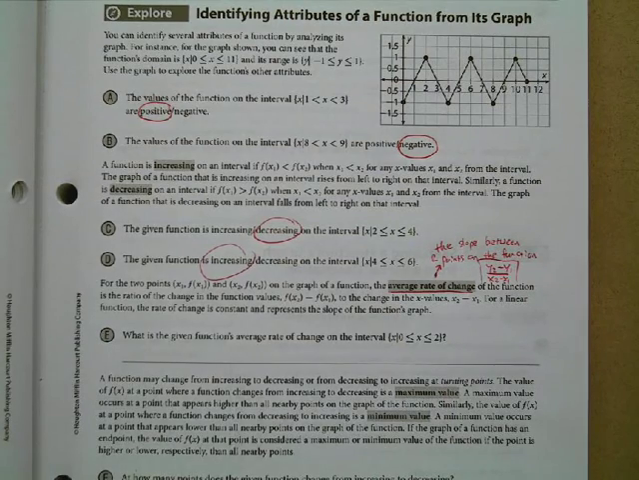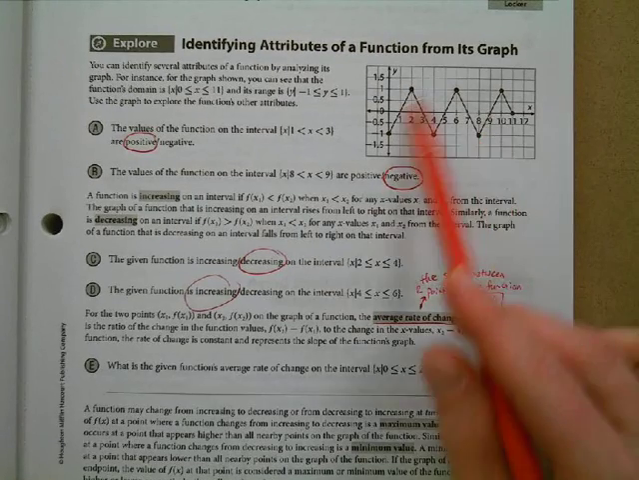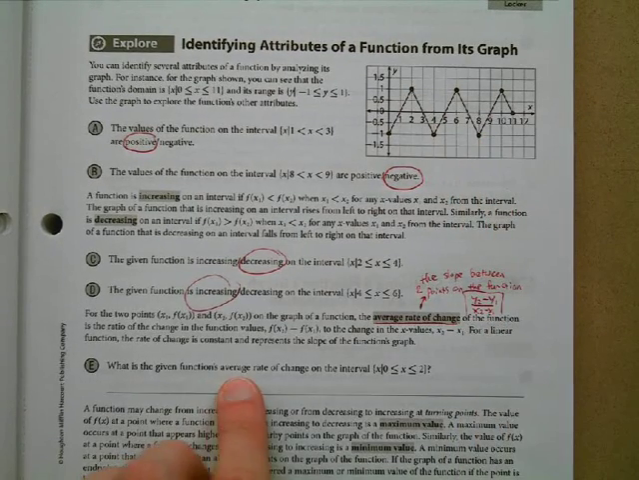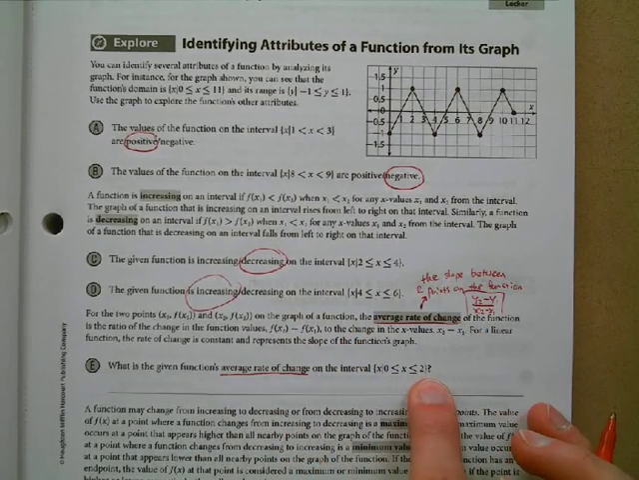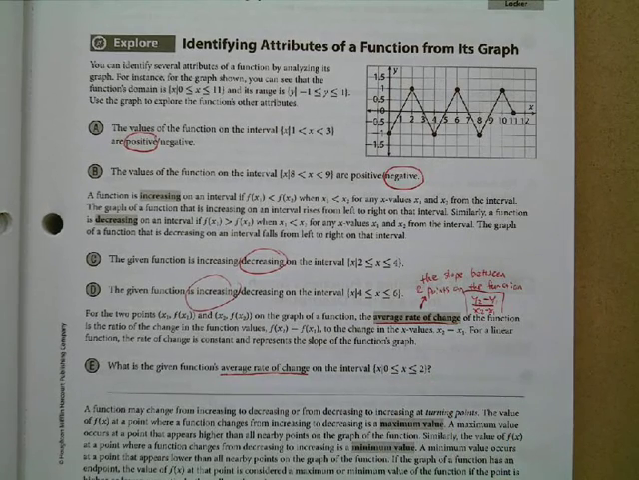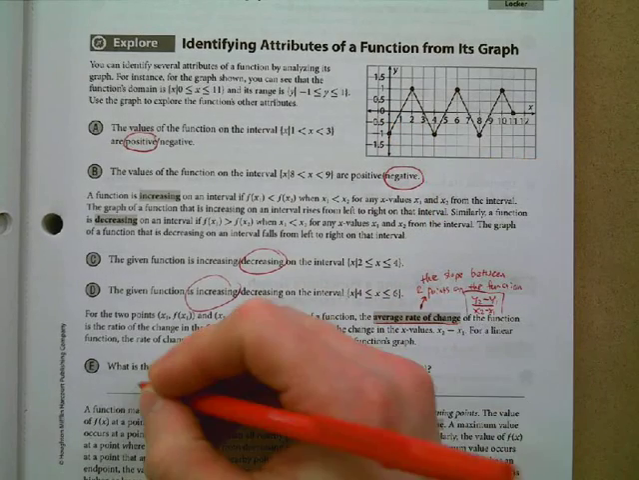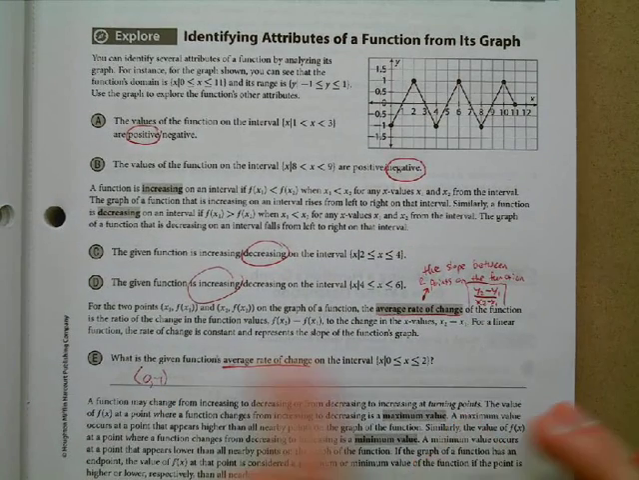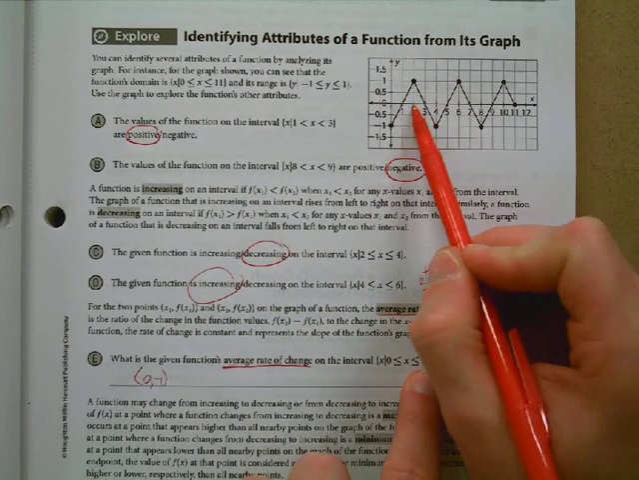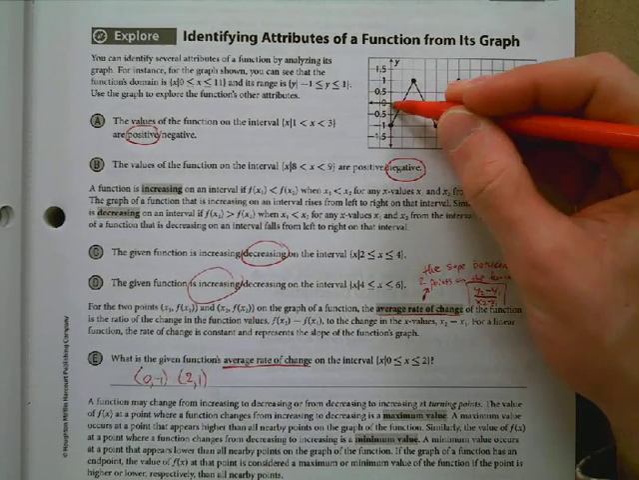So letter E here asks, what is the given function's average rate of change on the interval from 0 to 2? To do this, we have to figure out what the points are. At 0, we're at the point -1, so we have the point (0, -1). And then at 2, we have the point (2, 1). The x value of 2 gives us a y value of 1 according to our graph. So (0, -1) and (2, 1).